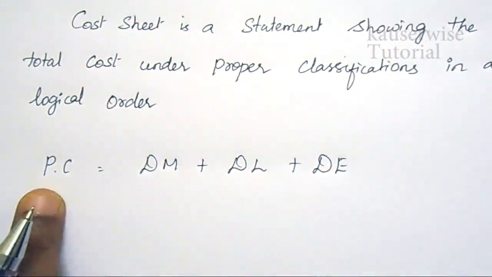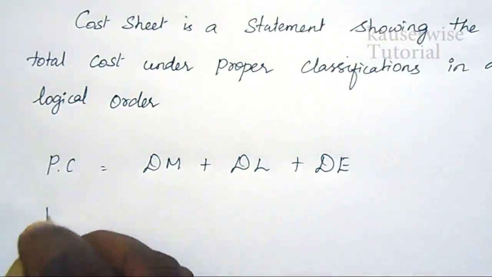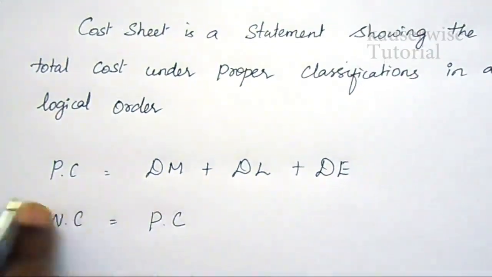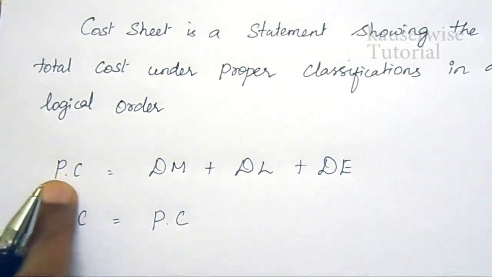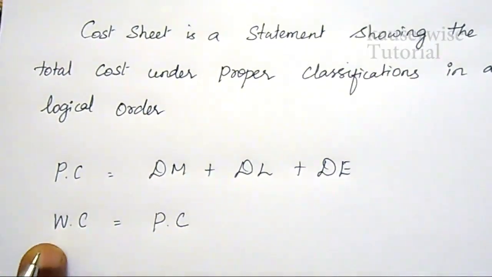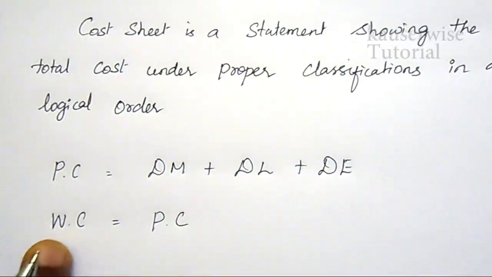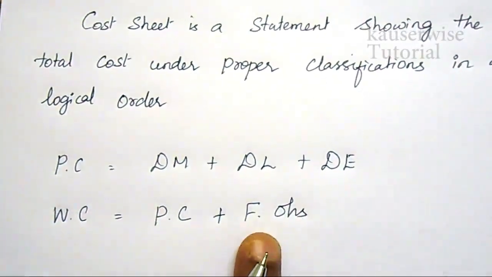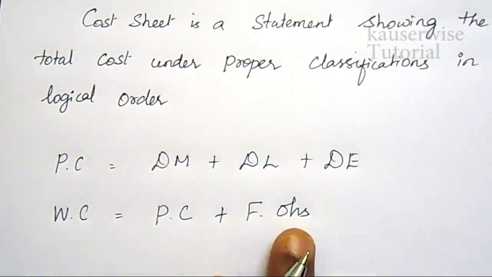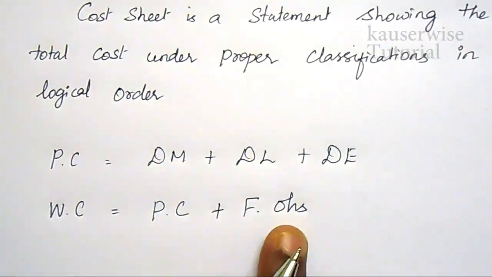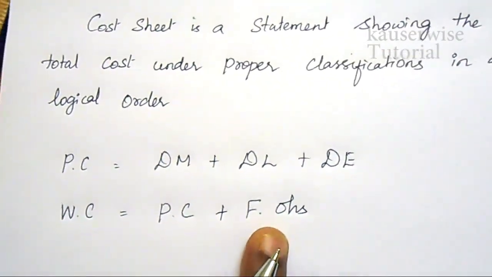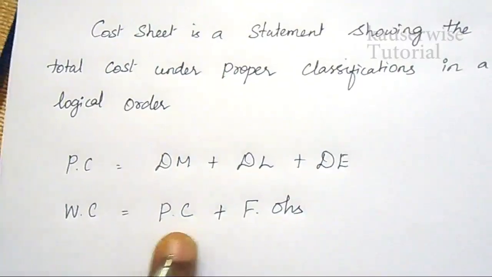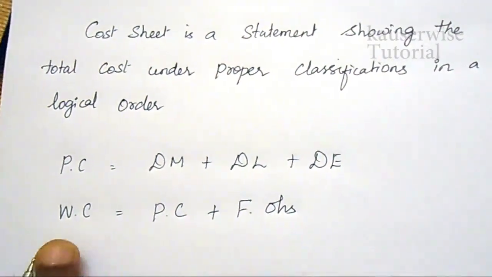After finding prime cost, the second classification is work cost. So work cost is equal to prime cost. That is, the first step is we need to find prime cost. After finding the prime cost only, we are able to find work cost. So work cost consists of prime cost plus factory overheads. Factory overheads means all other indirect expenses which are related with the factory or with production or manufacturing. So prime cost plus factory overheads is equal to work cost.